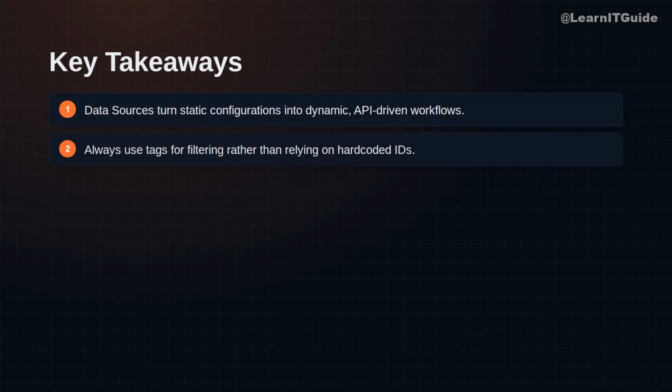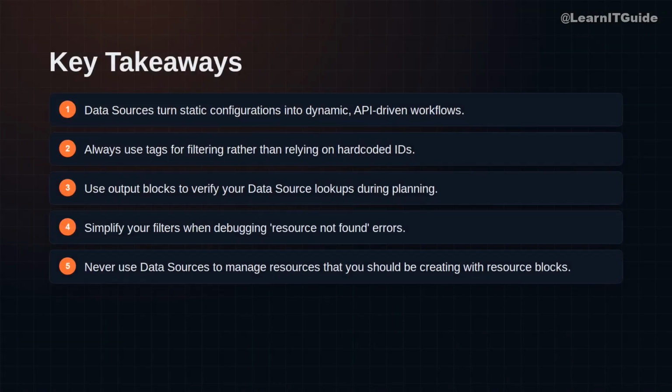Let us recap what we learned. Data sources make your Terraform code dynamic by querying real-time cloud data. Always prefer tags over IDs to avoid brittle code. Use output blocks to verify that your queries are returning the expected information. If you hit an error, keep your filters broad to debug. And remember, data sources are for reading, not creating. Follow these points and you will build much more reliable infrastructure.